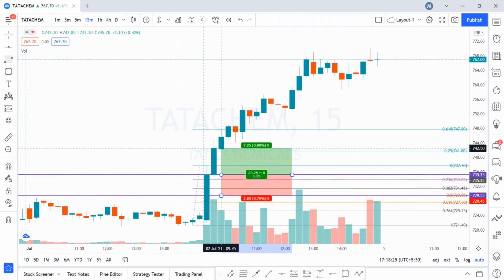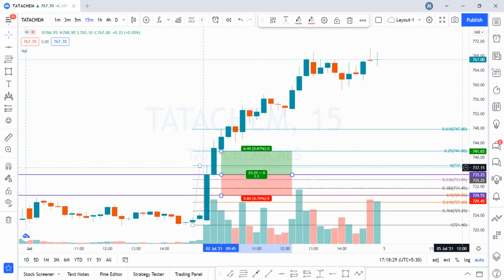My first target for this trade will be a 1:1 risk to reward ratio, which most of the time is near this 0.25 Fibonacci extension. This is the 0%, and this is the extension over here. So my first profit target comes to 741. When 741 comes, the safe trader can exit the full position, or else we will be de-risking our position.